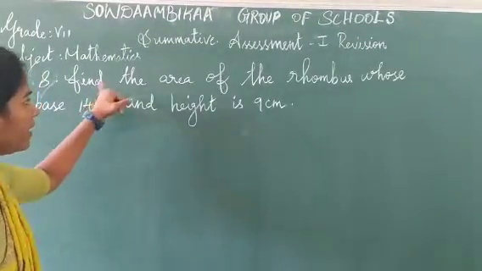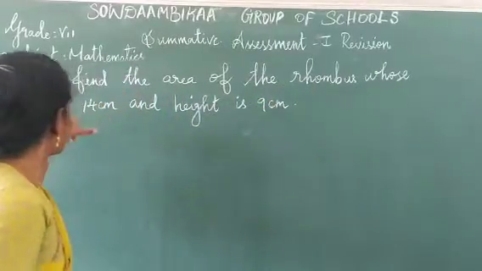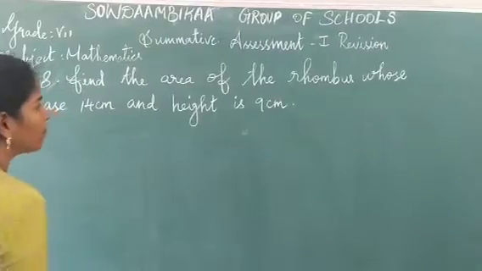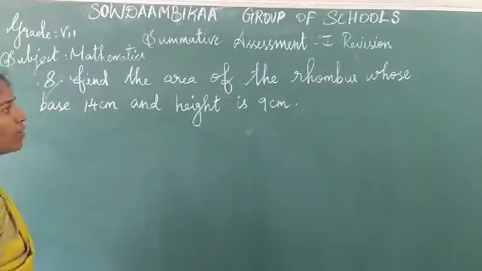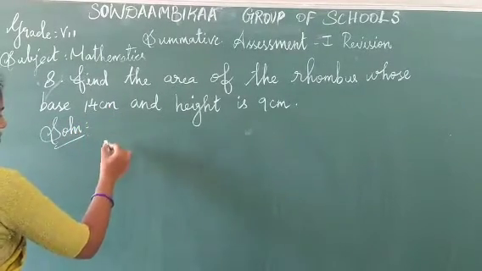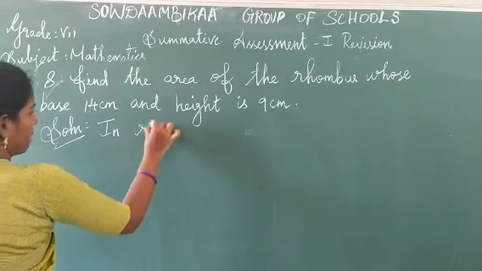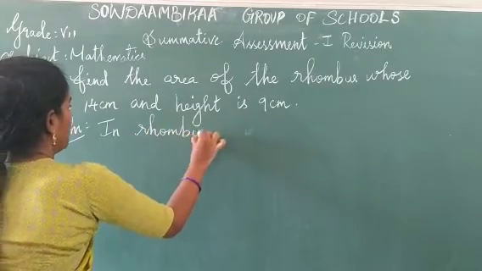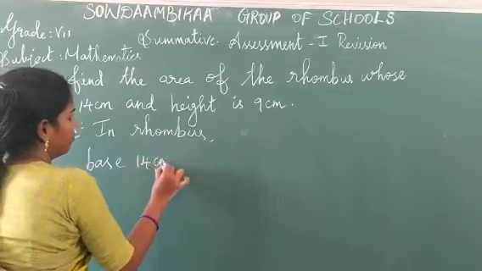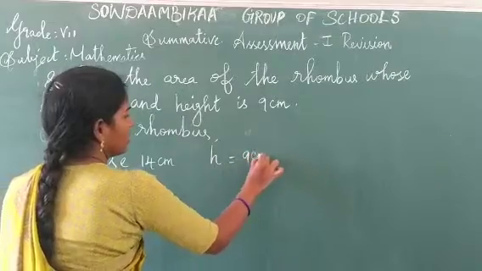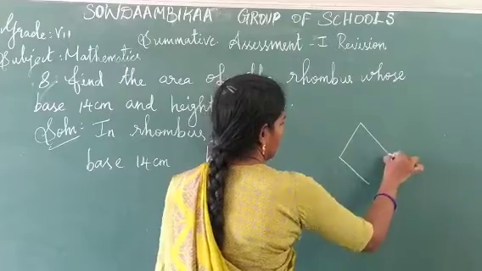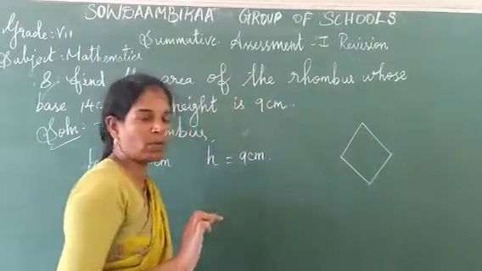Listen. Find the area of the rhombus whose base is 14 centimeter and height is 9 centimeter. Okay, dear. You know the formula. Find out the area of the rhombus. Let's see how to come to the solution. What is the given value in the rhombus? In the rhombus, base is given. Base 14 centimeter and height 9 centimeter. You know very well the rhombus shape. All the sides are equal.